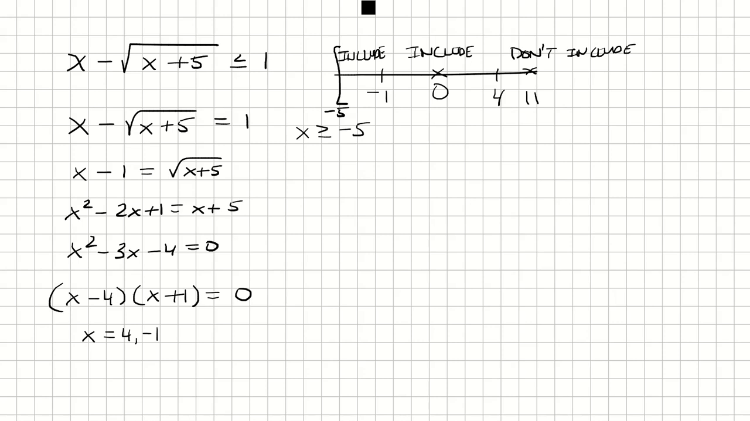And notice that it's less than or equal to, so at negative 1 and 4 it's equal to, so we want to include it. So the final answer will be the interval from negative 5 to 4, and we're going to include those endpoints.